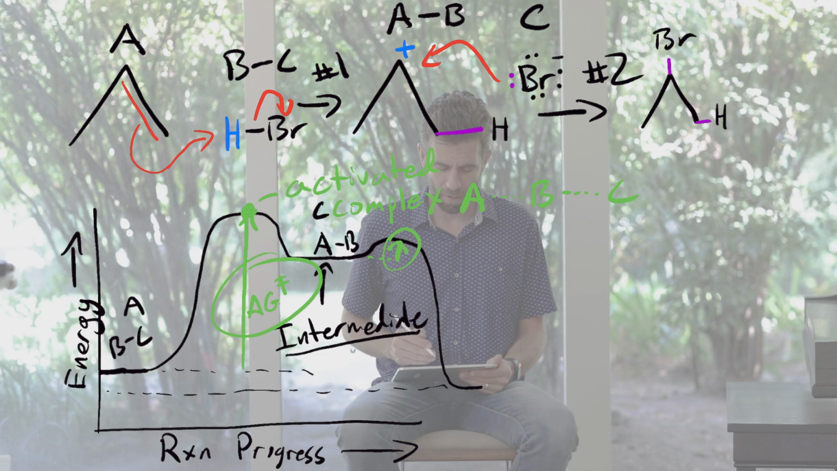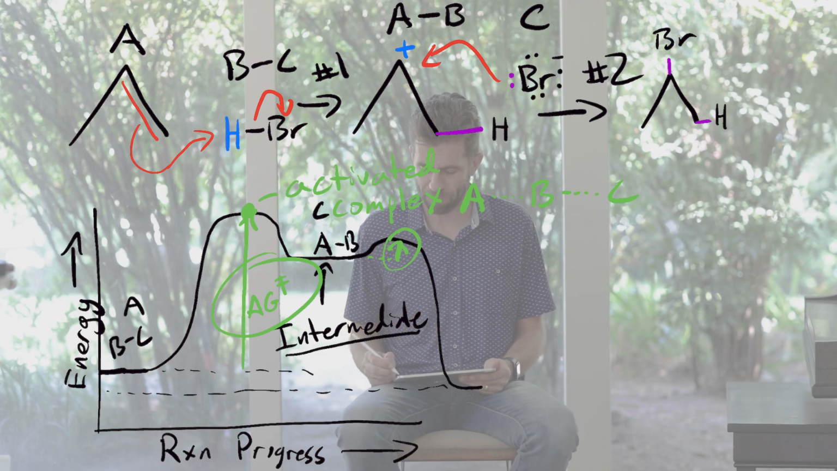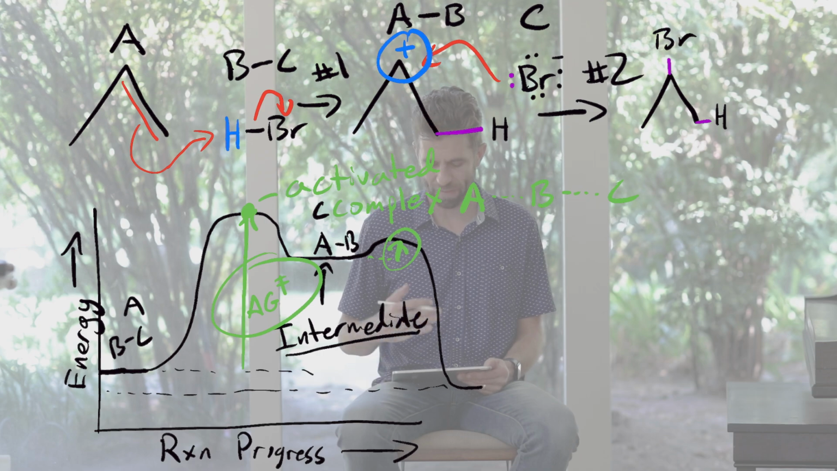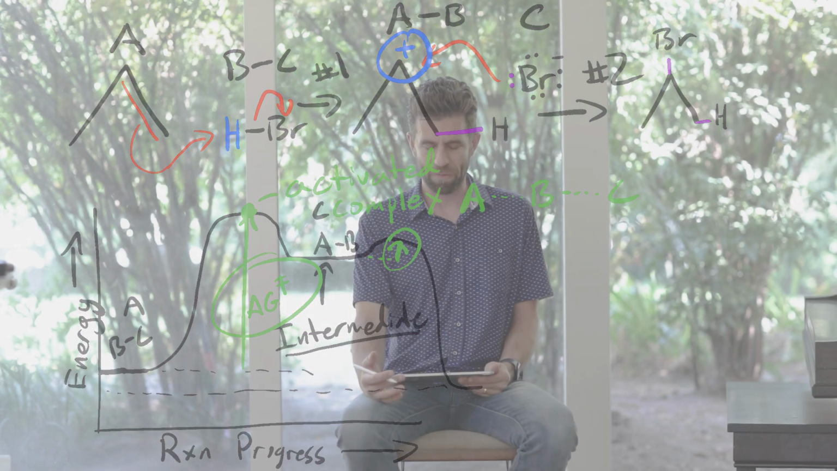Just like here, our rate determining step is the formation of our carbocation. That's going to be our rate determining step. It's the highest in energy. So that's kind of how these reaction energy diagrams relate to these organic molecules.